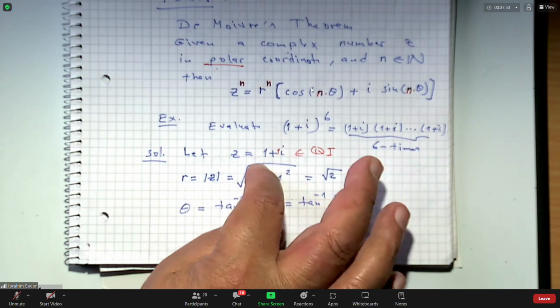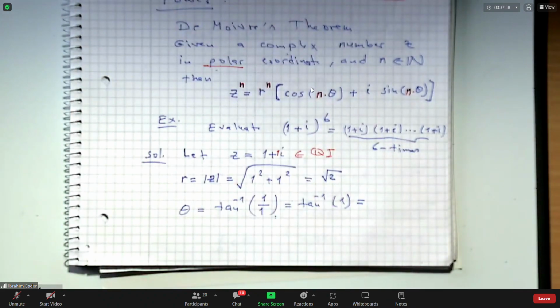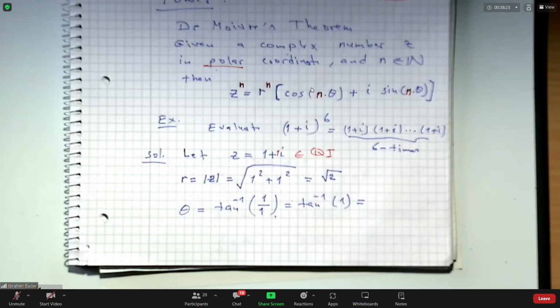Now we agreed that theta is in the first quadrant. We said it's between 0 and 90 degrees, so we expect it between 0 and 90 degrees, excluding 0 and 90 because they are on the axis. So, no one can calculate tangent inverse of 1? Come on, guys. 45 degrees, right? It's 45 degrees. Thank you. So theta is 45 degrees.